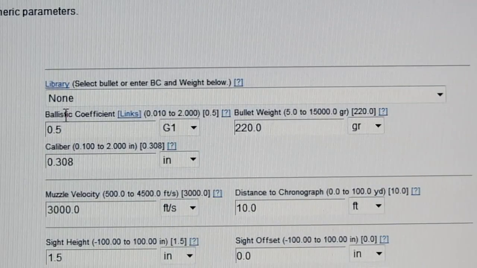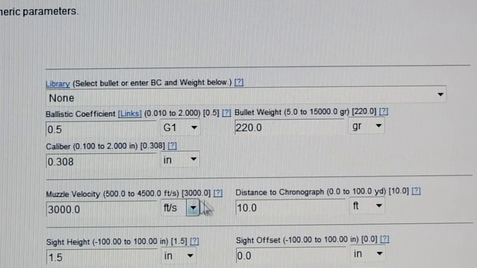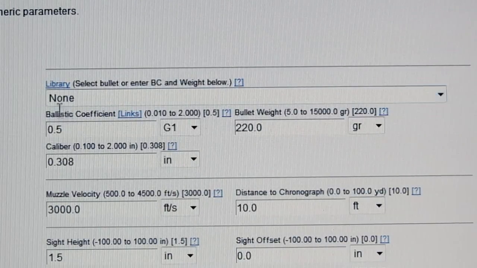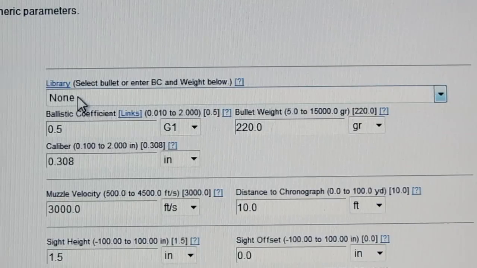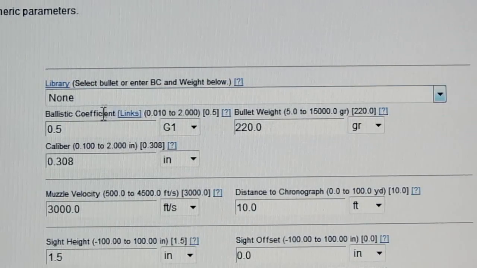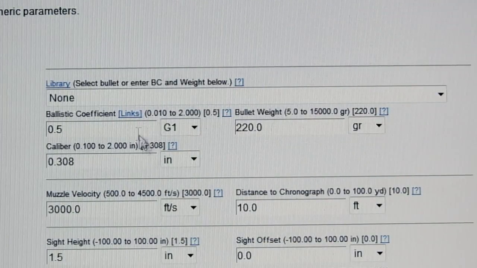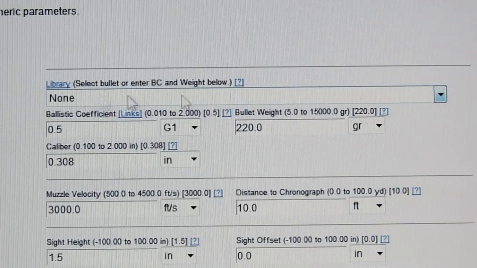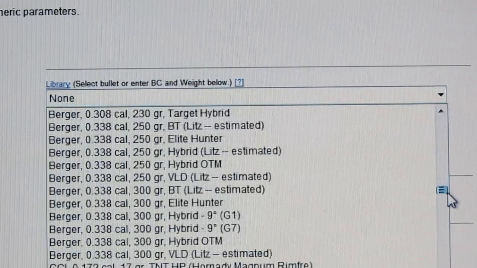So let's take a look at this top portion here, and we're going to enter in the input data for the bullet we are using. Now they have a bullet library here, with the ballistic coefficient, the weight, and the caliber. If your bullet is not in the library here, don't panic. You'll be able to enter in your ballistic coefficient and it'll do a pretty accurate calculation. However, if your bullet is in the bullet library, one of the nice things about using this, you've got to scroll down to find your bullet.